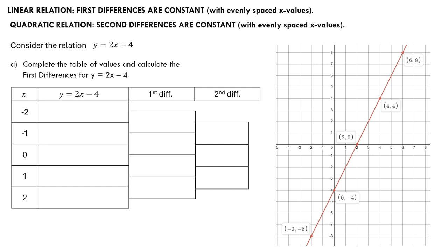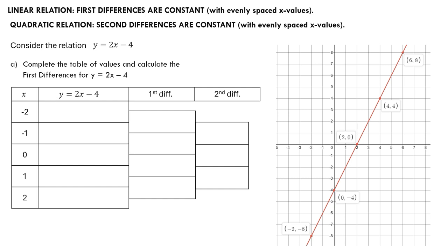Now, what we mean by evenly different x values is that these x values are consecutive: -2, -1, 0, 1, 2. In this case, x is increasing by a constant even value of 1 each time. So we have a linear equation. It's going to be a straight line. And the equation is y equals 2x minus 4.